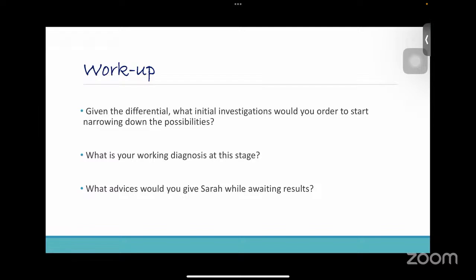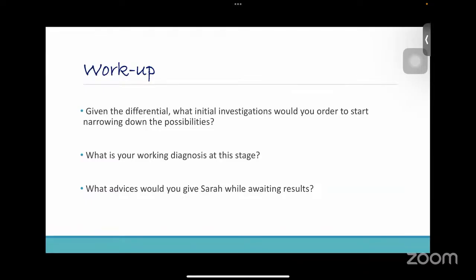So at this stage, based on the clinical picture, what's your working diagnosis? Does anyone have an idea? While waiting for her results. Can you please repeat this question in other words? I didn't get that. What's the working diagnosis? While waiting for the lab results, what's the diagnosis for this case at this point?